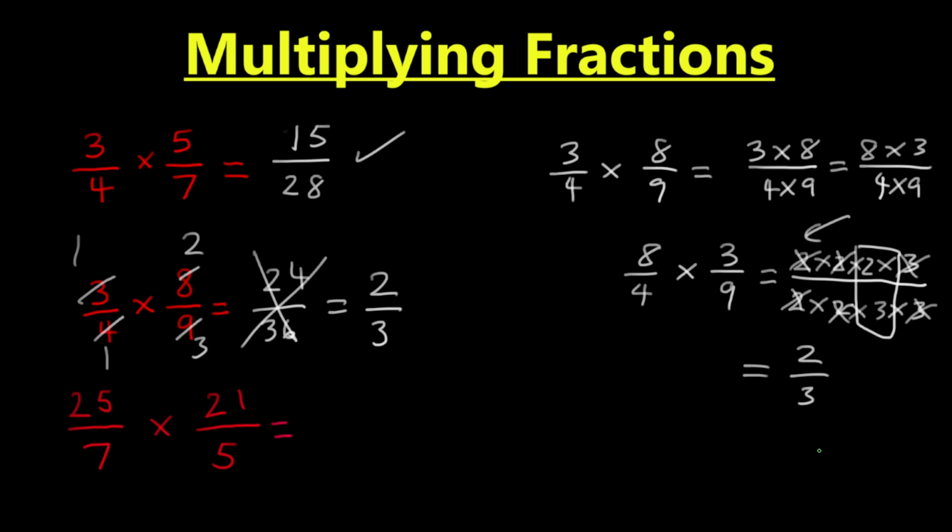Let's try the next question. This one I'm just going to do the way I like to do it. So 5 goes into 25 5 times. 7 goes into 21 3 times. 5 times 3 is 15. So we end up with 15 over 1, which is the same thing as just 15.